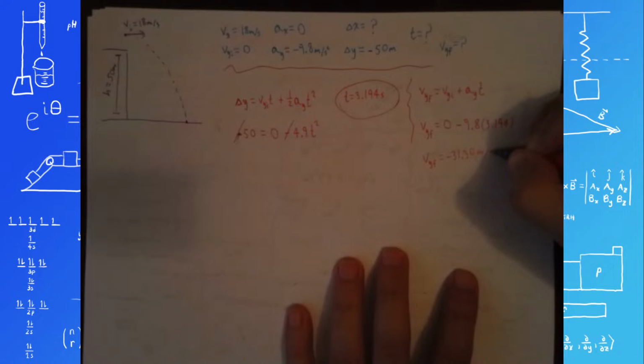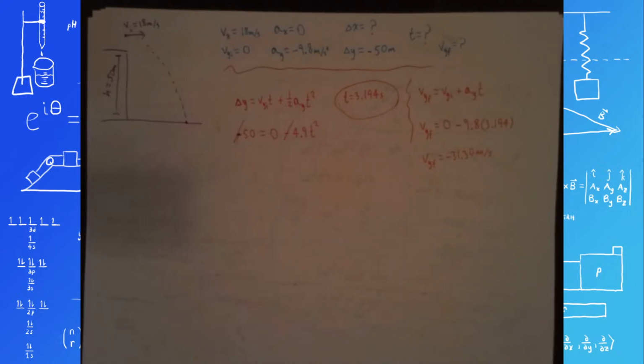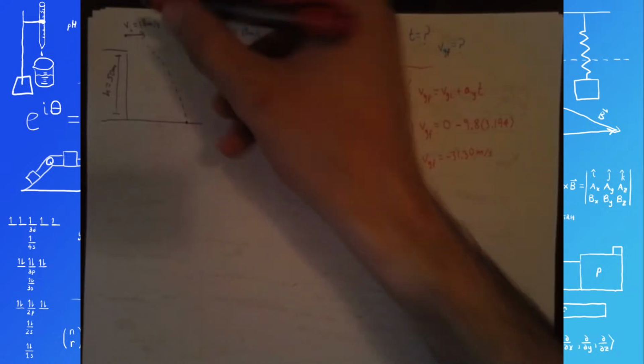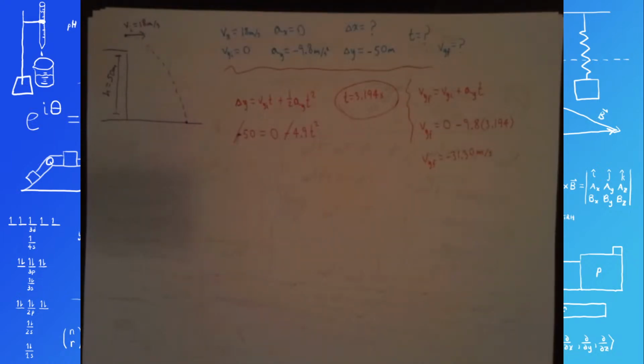meters per second. Am I surprised that it's negative? No. It started off with no vertical velocity and it only went down from there, so the negative makes sense to me. And 30-ish sounds about right if it was falling for about 3 seconds with an acceleration of almost 10 in magnitude. Getting around 30 makes sense to me.